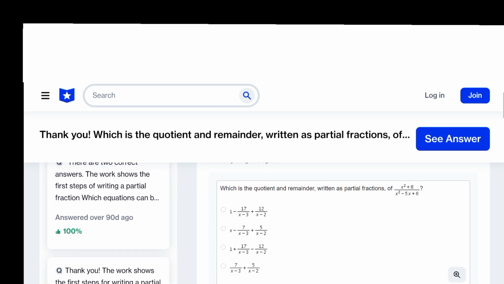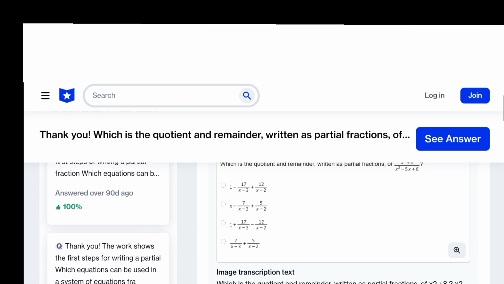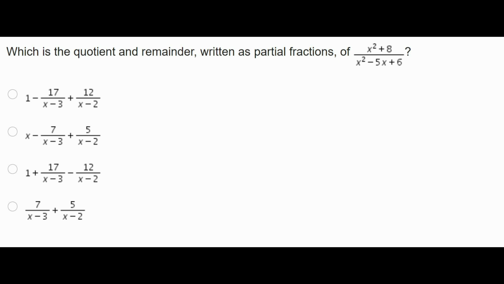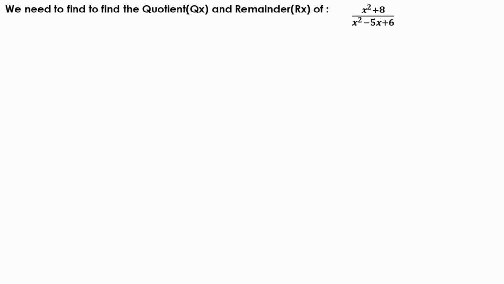In today's video we're looking at this problem from courseHero.com. The question goes thus: which is the quotient and the remainder written as partial fraction of the given fraction? What we are asked to find is the quotient and the remainder of this fraction. Then we are going to be expressing the remainder R of x in terms of partial fraction. Then we add it up, so that will give us our final answer. So without wasting much of our time, let's dive into action.